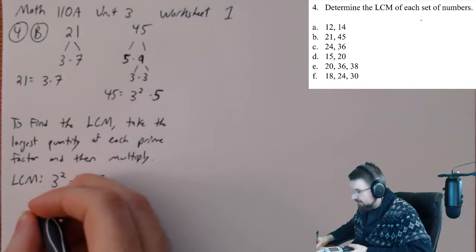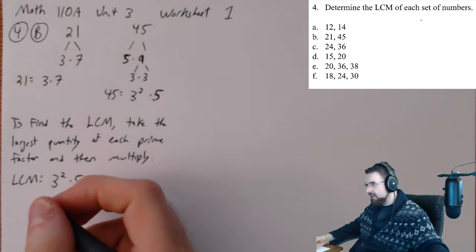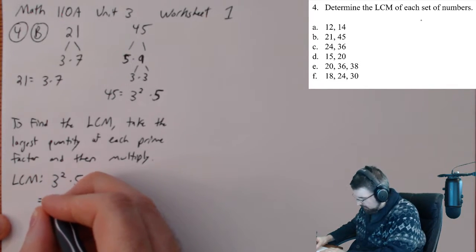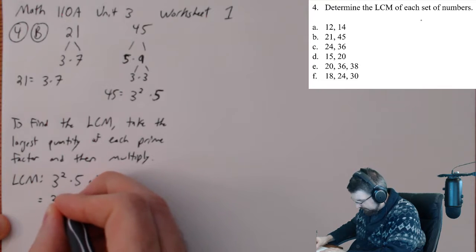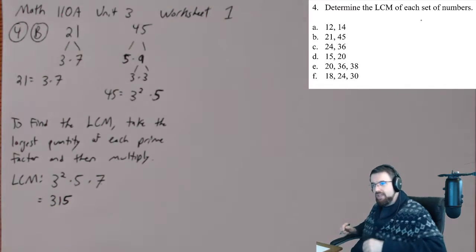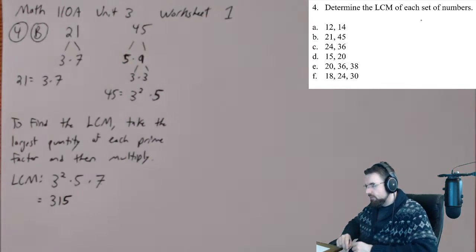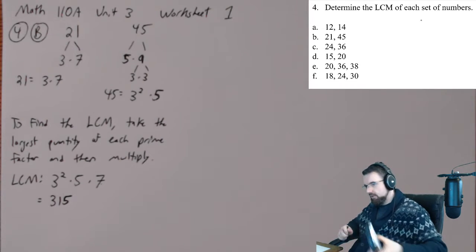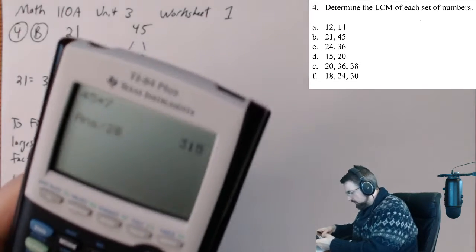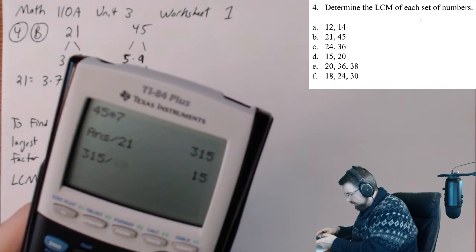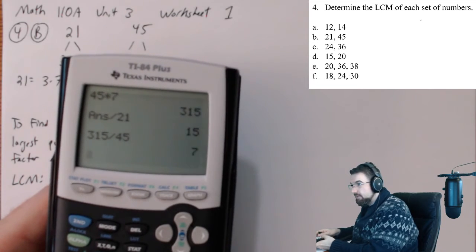Yes, haha. Turns out I can still do arithmetic in my head occasionally. So the LCM in this case is going to be 315. So what does that give us? Well, 315 is the smallest number that is divisible by both 45 and 21. Right? 315 divided by 21 is going to give us 15. 315 divided by 45 is going to give us 7.